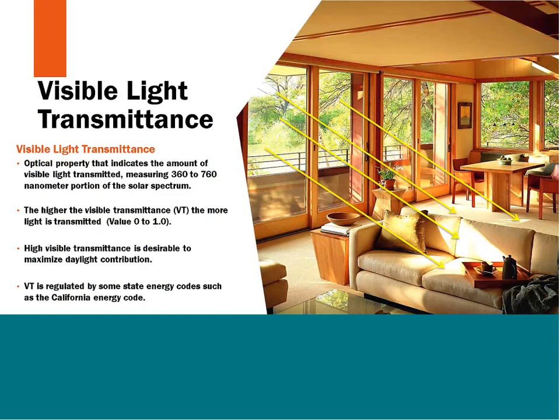Visible light transmittance, also shown as VT, is an optical property that describes the amount of visible light that enters the room through the product. The visible portion of the solar spectrum is those wavelengths measured between 380 nanometers and 780 nanometers. VT is a number between 0 and 1 that reflects the percentage of visible light that passes through the glass.